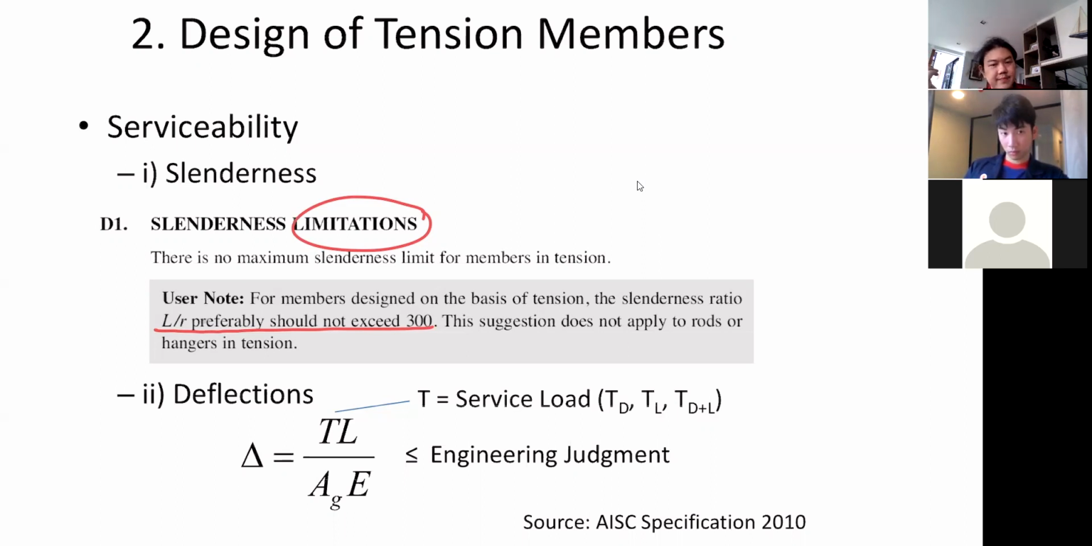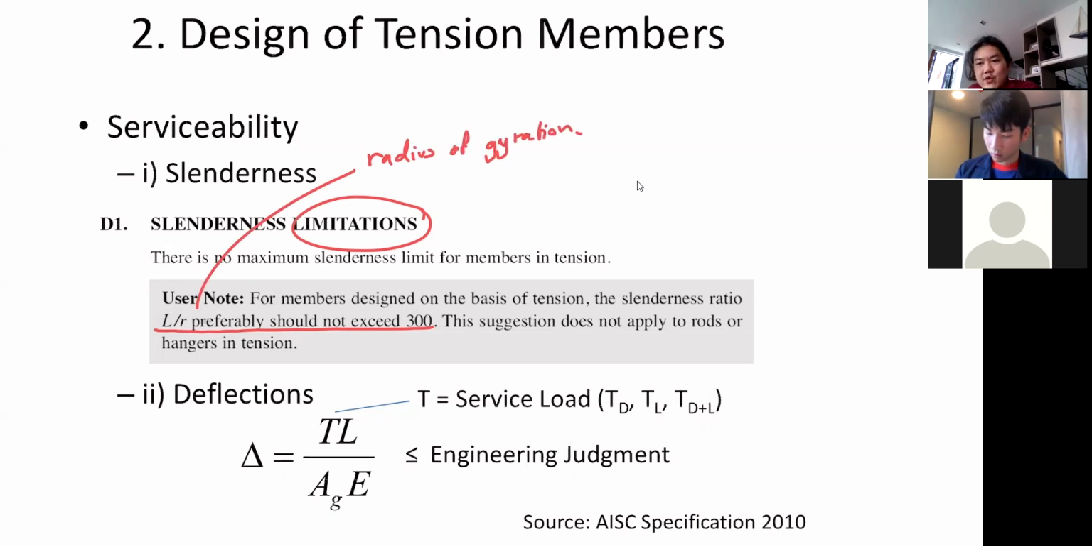So when the slenderness ratio is greater than 300, it's gonna wobble. It can be dangerous. Okay, so that means, and r here is not the radius of the fillet. r here is the radius of gyration.